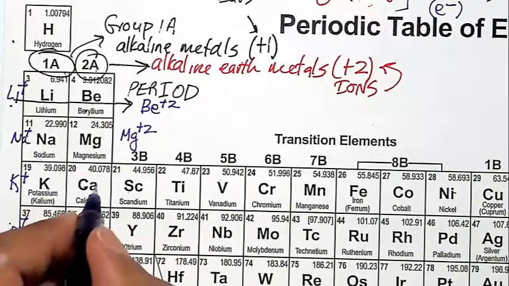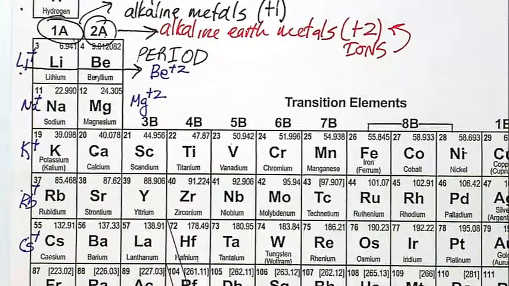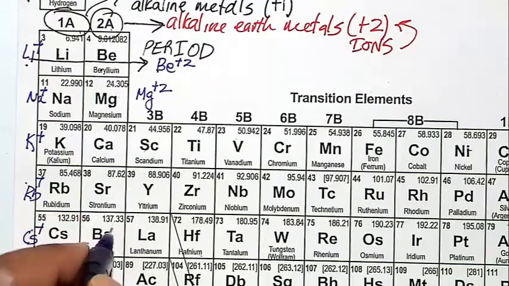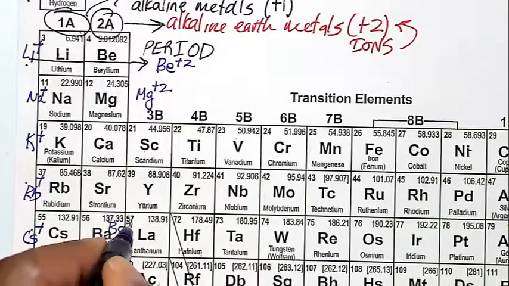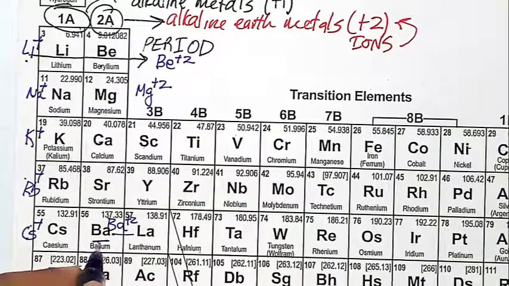Magnesium as an ion would like to be magnesium +2. Calcium as an ion would like to be calcium +2. Strontium as an ion would like to be strontium +2. Barium as an ion would like to be barium +2. And I cannot emphasize enough that barium is different than barium +2.